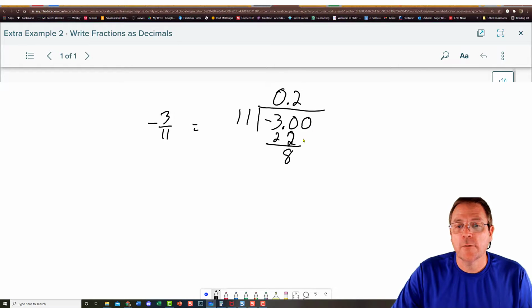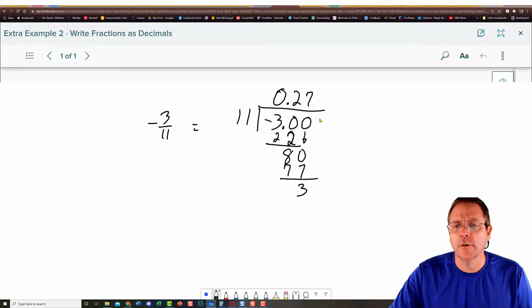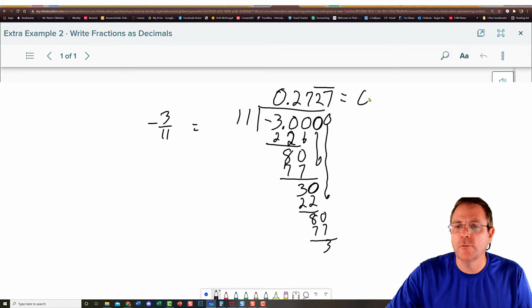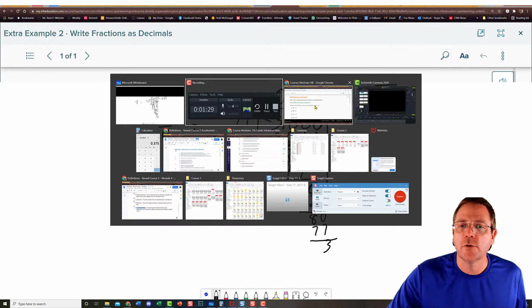I'm going to annex in a 0, and I'm going to bring that down. 11 goes into 80. How many times? That's going to be 7, which is 77. Subtract that out, and hey, we get a 3 here. Bring that down. We get right back to our 30. 11 goes into 30 2 times, which is 22, with 8 left over. We'll annex in another 0 and bring it down. 11 goes into 80 7 times, which is 77, with 3 left over. And so we have that repeating pattern, which we would write as 0.27, and the repeating bar, the bar notation, goes over the 2 and the 7.